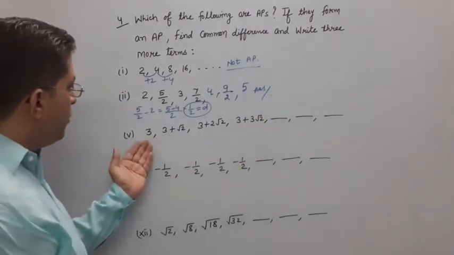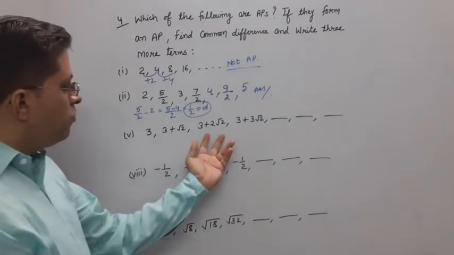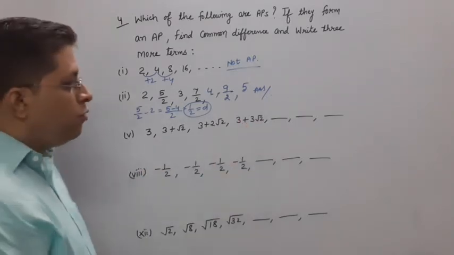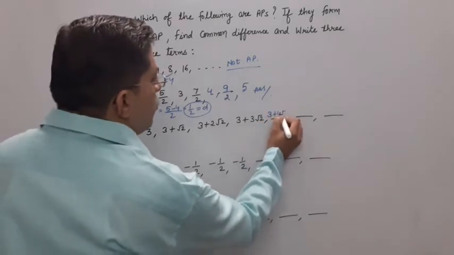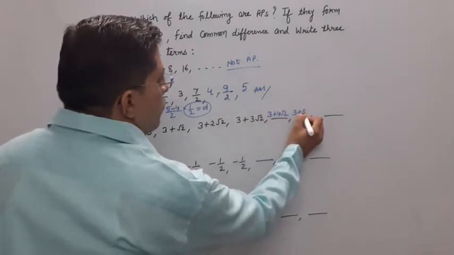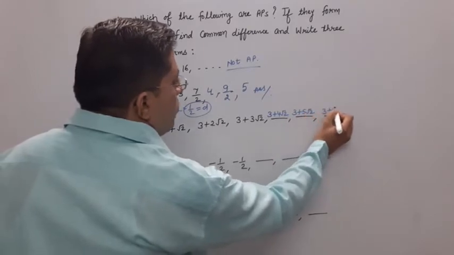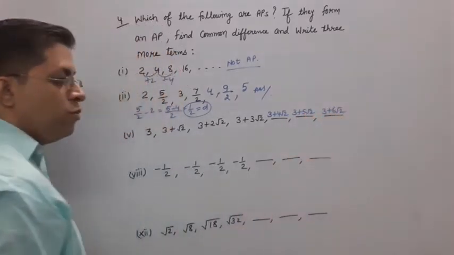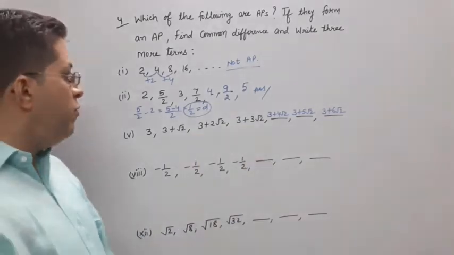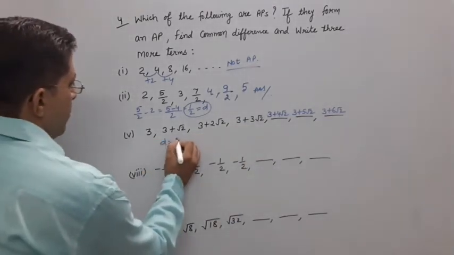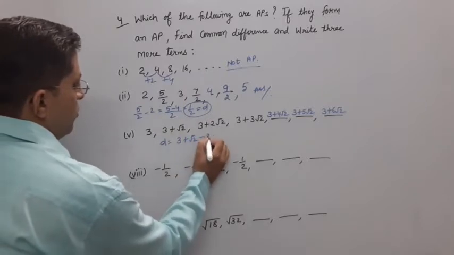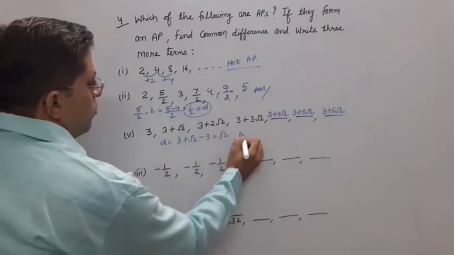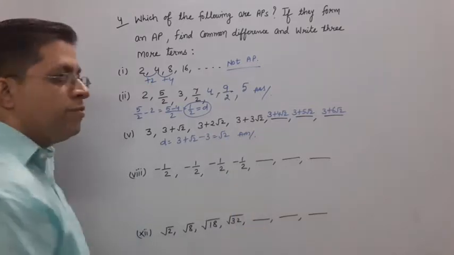Okay, next is very easy. See, 3 plus root 2, 3 plus 2 root 2, 3 plus 3 root 2. What will be the next? 3 plus 4 root 2, 3 plus 5 root 2 and 3 plus 6 root 2. But what is the common difference? D, second term minus first term. Second term is this, first term is this. Root 2. This is your answer.